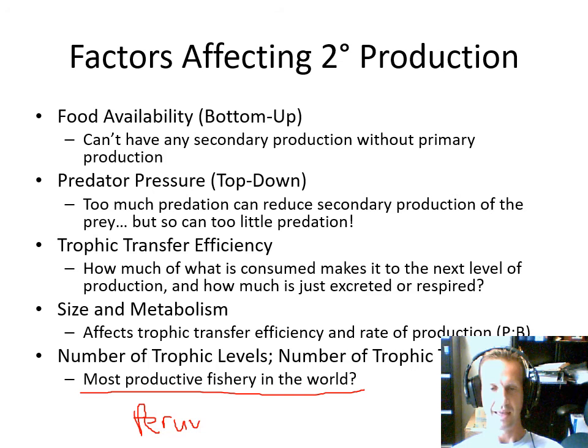They are small fish that feed low on the food chain, so they have a high production to biomass ratio, and there's just a lot more food available for those anchovies than there would be for some larger predatory fish, which had to maybe eat the anchovies.